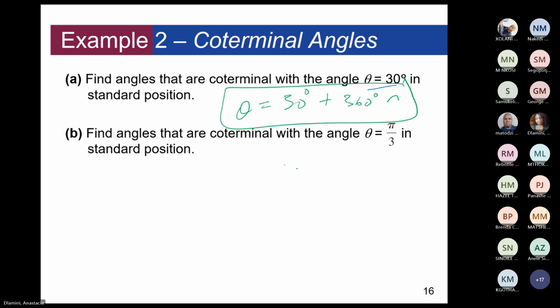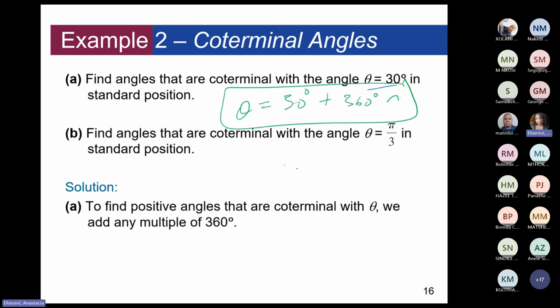Yes, ma'am. So whole numbers, positive and negative. Yes. So let's see. Now, to find positive angles that are coterminal with theta, we add any multiple of 360. Well done.